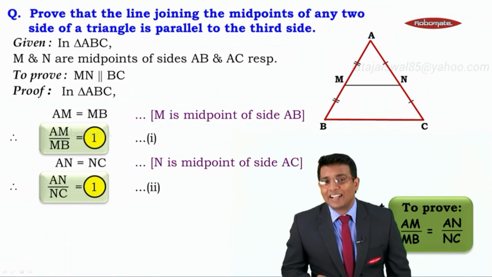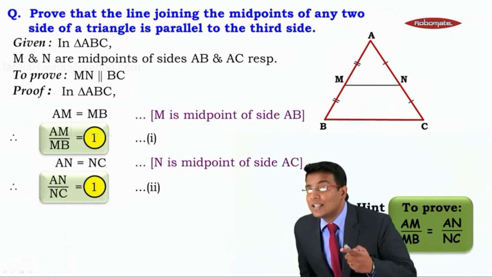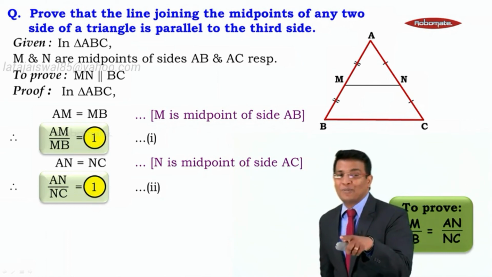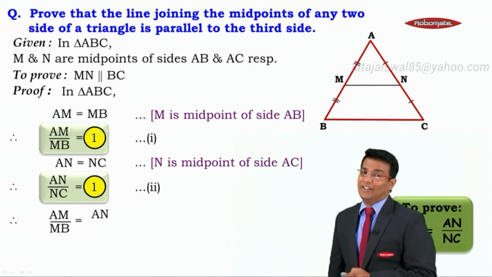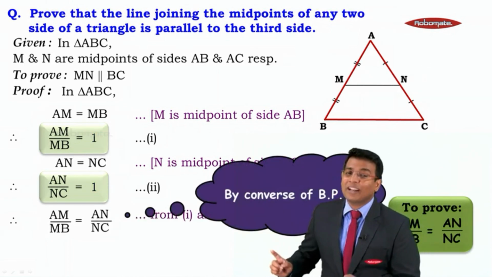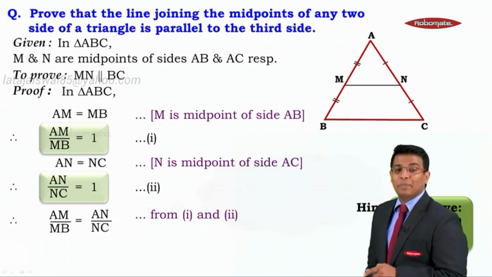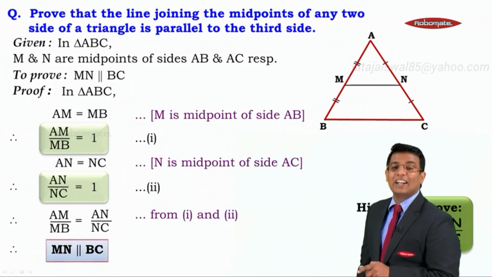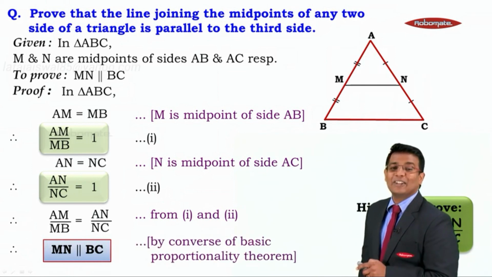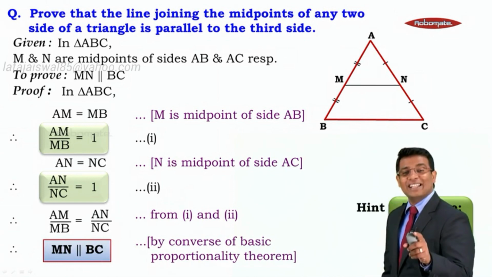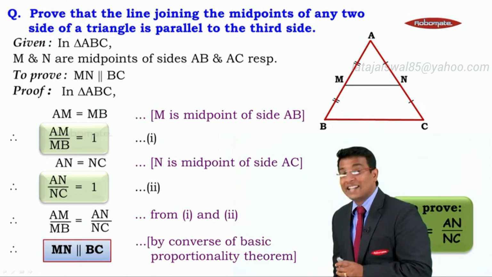Observe statement number 1 and 2. What do we get? We get the right hand sides are equal, that is 1 and 1. Right hand side equal means the left hand side will also be equal. That means you'll get AM upon MB, this ratio is equal to AN upon NC, and this we got from 1 and 2. So now by converse of BPT, we can say that MN is parallel to BC. Yes or no? Yes, that is by converse of basic proportionality theorem. That is where we get MN is parallel to BC. Wasn't this simple? Easy, right?